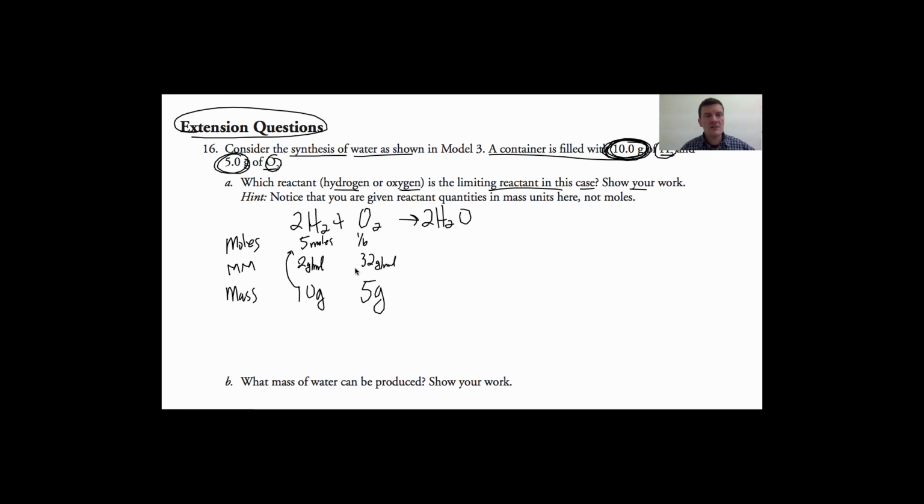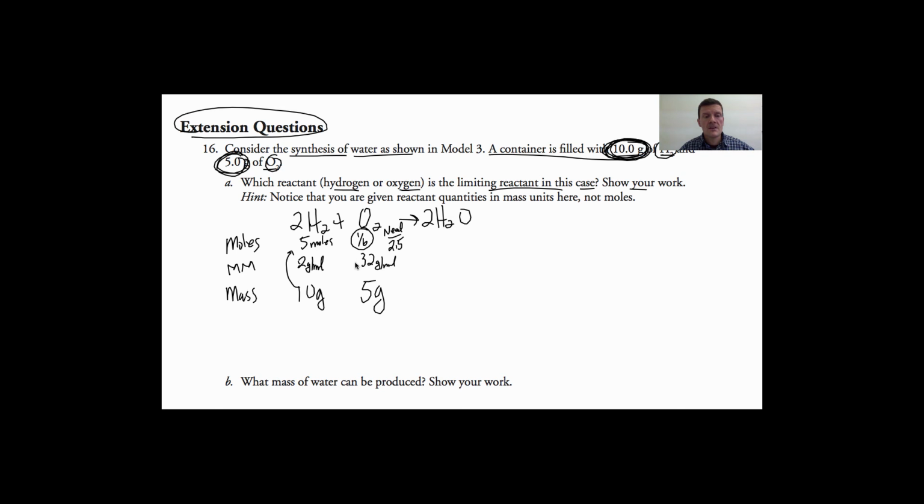So you can see here I've got very little oxygen compared to the moles of hydrogen. Even though it doesn't look like those masses are that much of a difference, oxygen is so much heavier that 5 grams of oxygen is a small fractional amount of moles here. Okay? So if I have 5 moles of hydrogen, I need 2.5 moles of oxygen. I don't even have that. I have less than 1/6 of a mole.